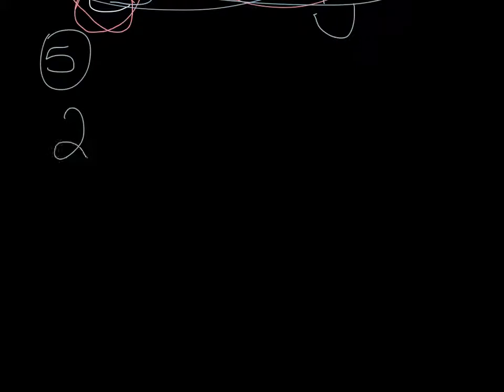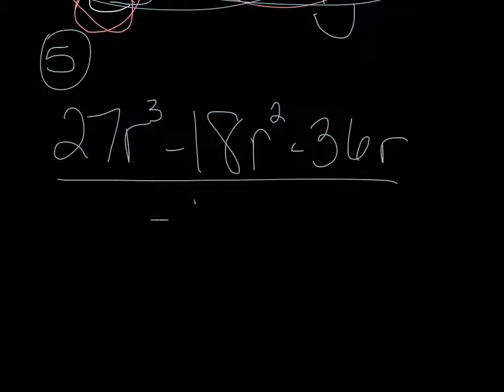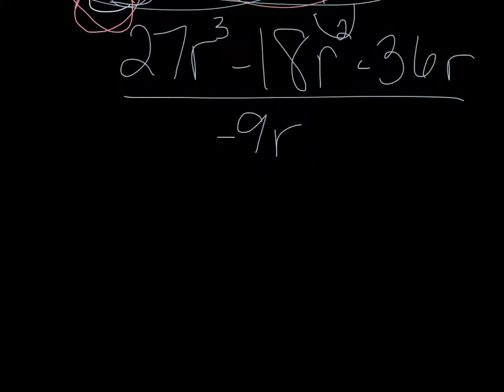Try 27r to the 3rd minus 18r squared minus 36r all over negative 9r. All right, Connor's going to work this one out for us.